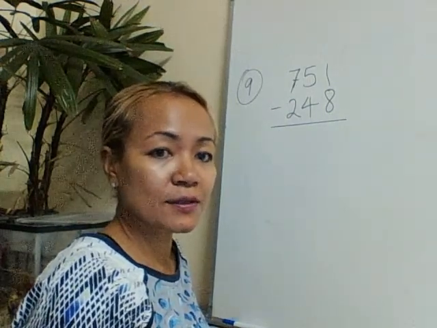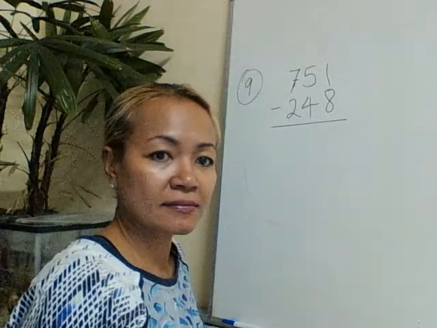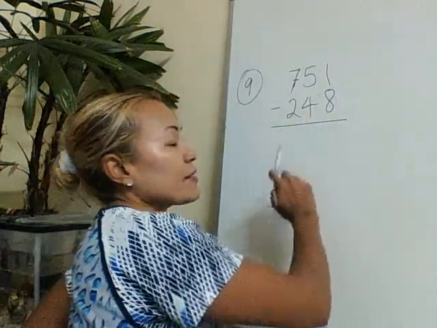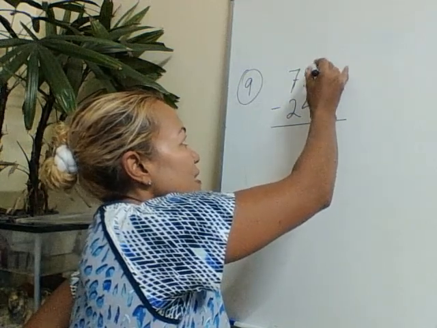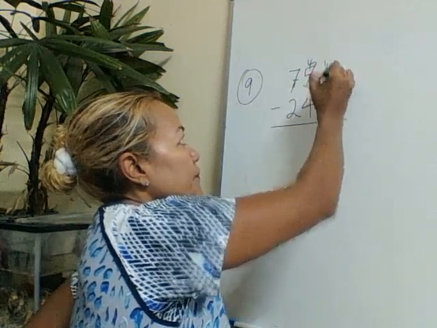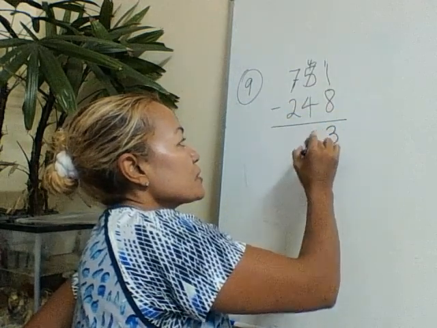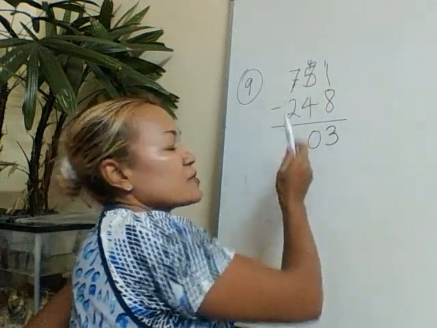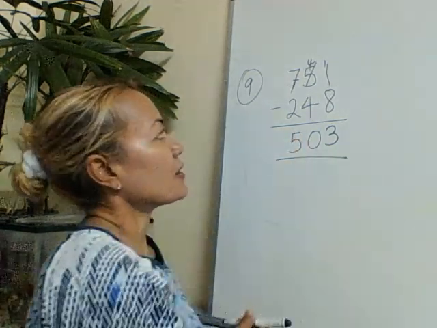Finding the difference between two numbers just means you minus one number from the other. So 751 minus 248. Borrow 1 from this side, this becomes 4. 4 minus 4 is 0. 7 minus 2 is 5. And that's your answer.